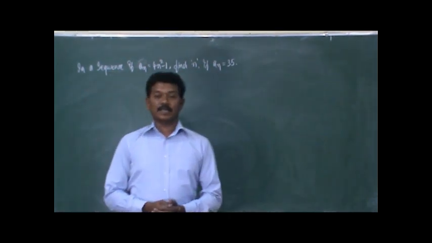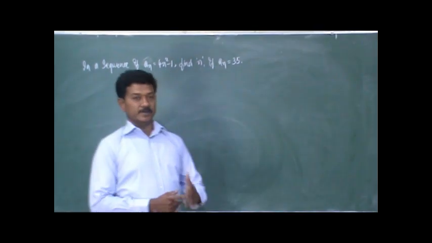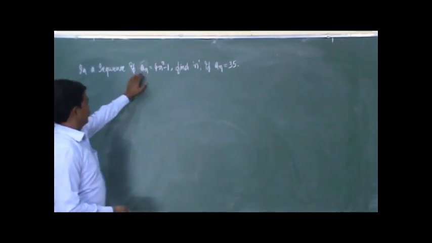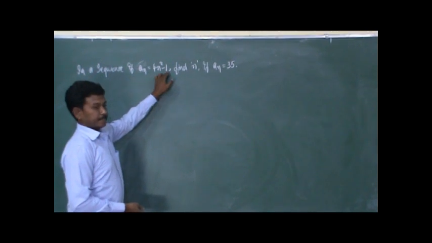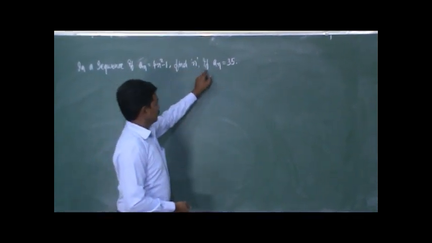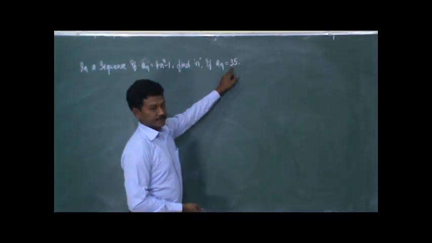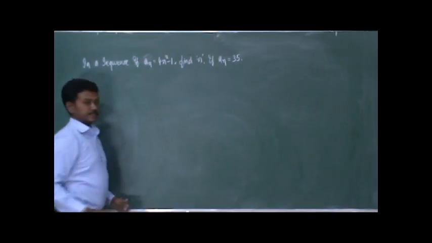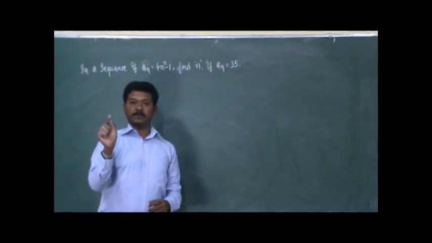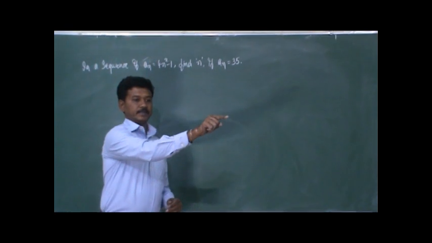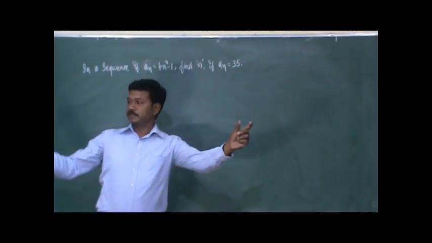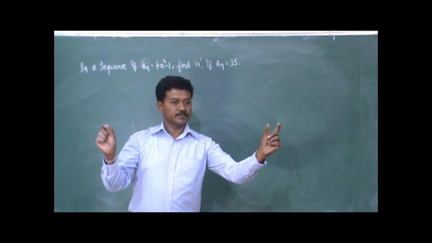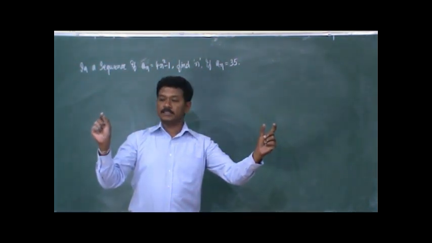Now we will go with a very classical problem in sequences, very important, maybe asked in your exams. In a sequence, if an is equal to 4n square minus 1, find n, if an is 35. How should we understand this sequence? For example, we have a sequence where a1, a2, a3, a4, a5, ... an is written. This is the first term. This is the nth term. Nth term is 35.